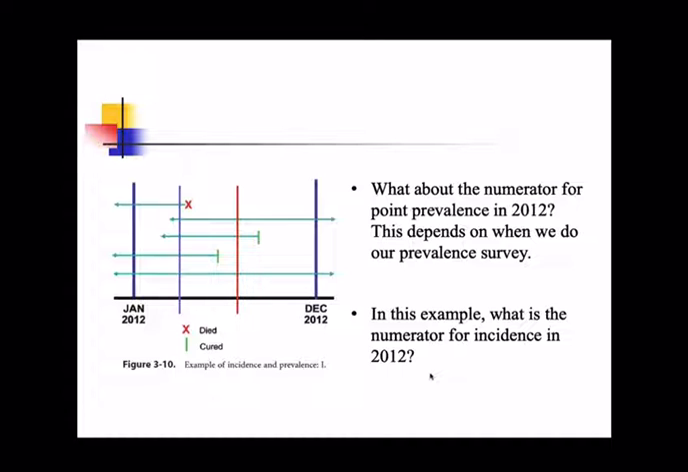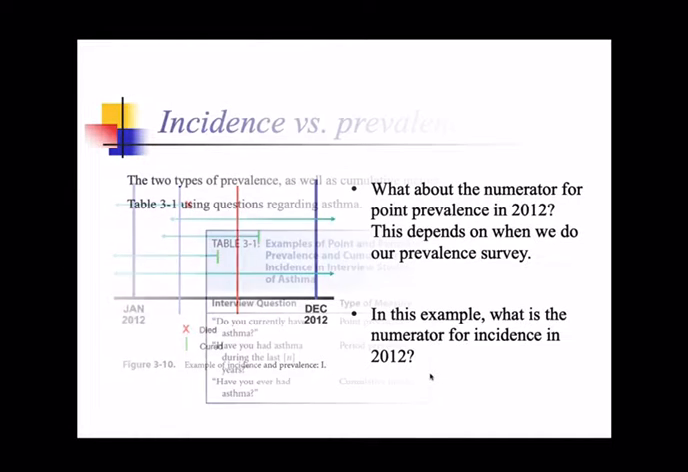In this example, what is the numerator for incidence in 2012? We know that incidence counts only new cases, and because 2 of the 5 cases developed in 2012, the numerator for incidence in 2012 is 2.